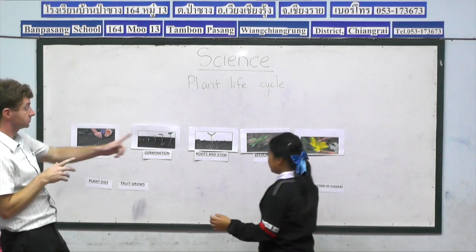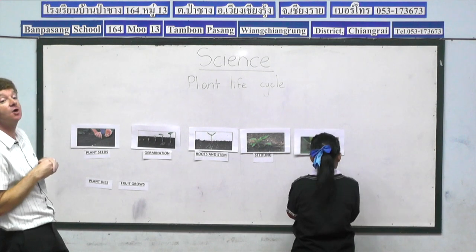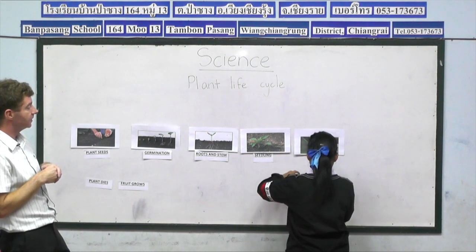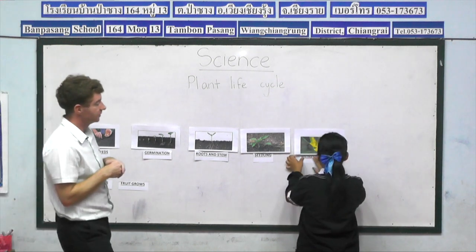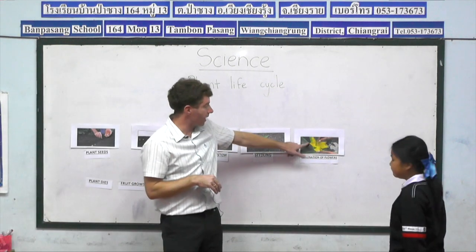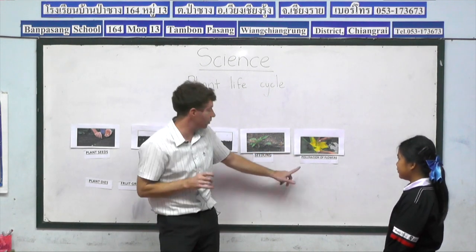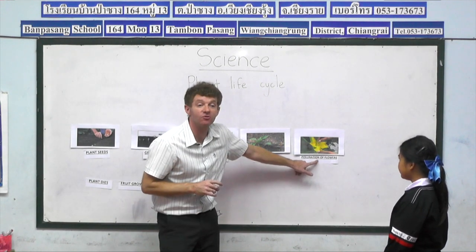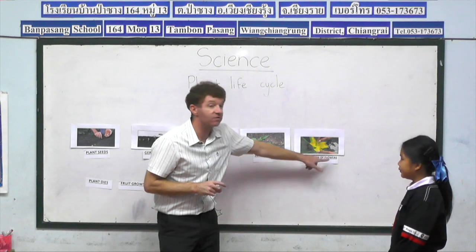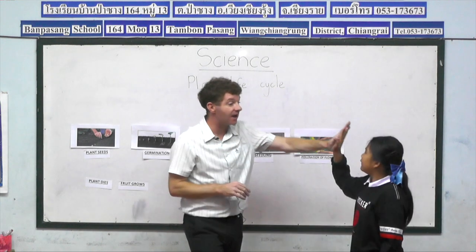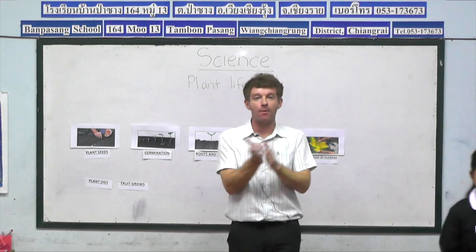Flowers, pollination of flowers. Yes. Excellent. So, we can see here that when a plant produces flowers, not all do, but if they do, it's called pollination of flowers. Excellent, Lakau. Well done. High five. Big round of applause for Lakau.